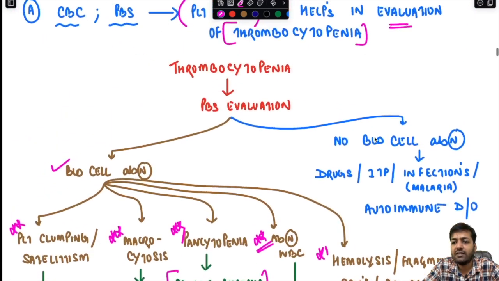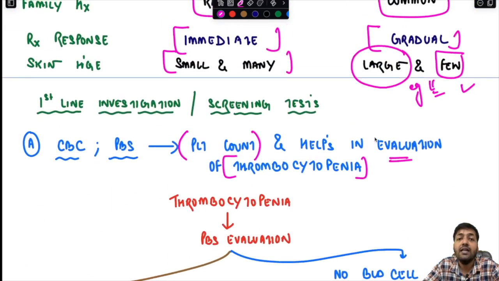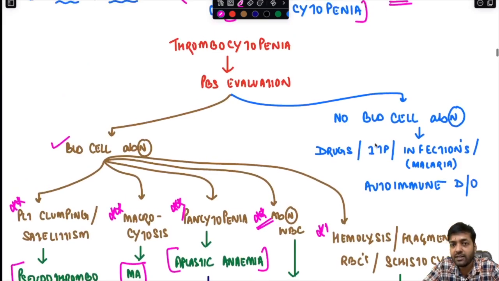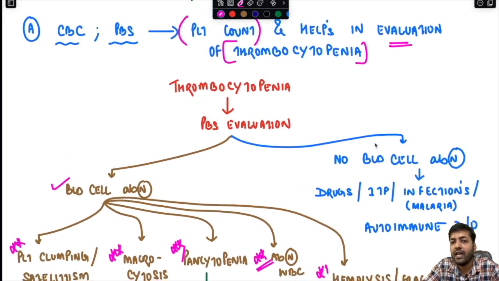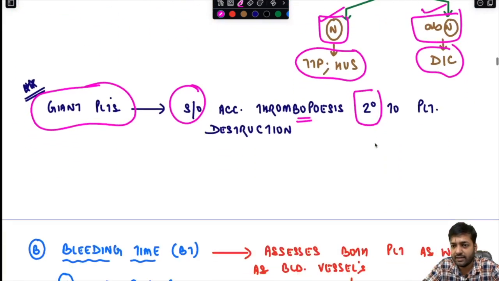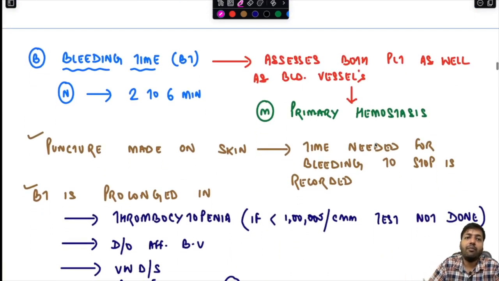So this is the first investigation, the complete blood count including the platelet count and the peripheral blood smear evaluation, and it helps us evaluate thrombocytopenia along with its causes that we have already discussed. The second important point is the bleeding time. Bleeding time assesses both the platelets as well as the blood vessels.